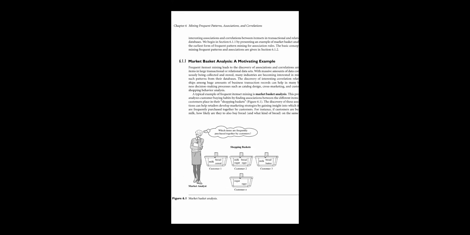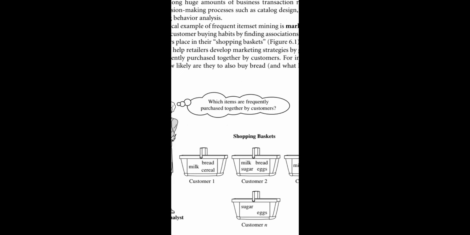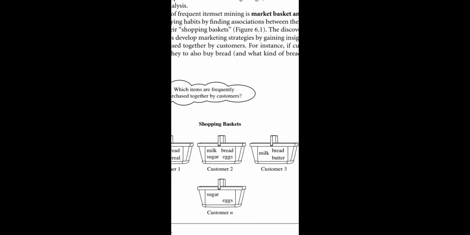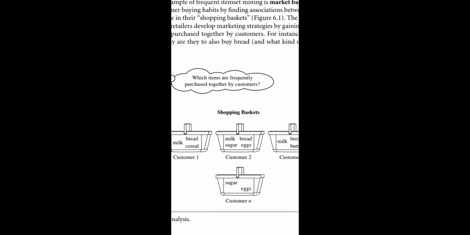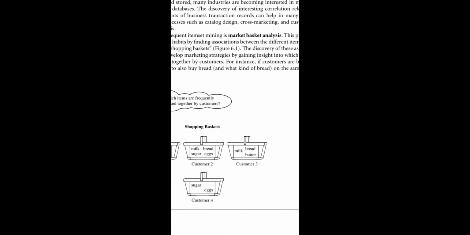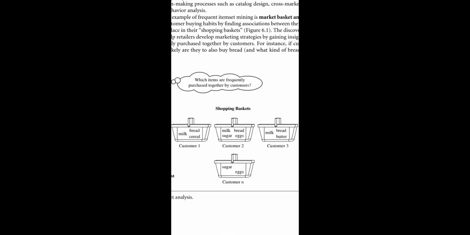See here, this is the example. This is the market basket analysis. Here you represent which items are frequently purchased by the customers. Milk, bread, cereal is customer one. Milk, bread, sugar and eggs is customer two. Milk, bread, and butter is customer three. Sugar and eggs is customer n. Here we consider milk and bread as the common items purchased by the customers. So that is a frequent item set. You represent milk and bread as the most frequent items.